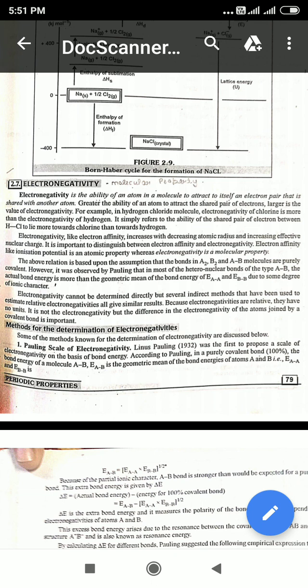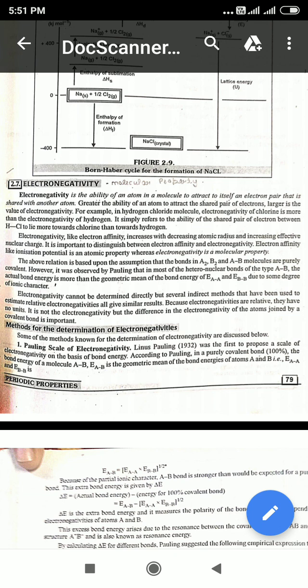chlorine than toward hydrogen. Electronegativity, like electron affinity, increases with decreased atomic radius and increased effective nuclear charge. It is important to differentiate between electron affinity and electronegativity. Electron affinity, like ionization potential, is an atomic property, whereas electronegativity is a molecular property.